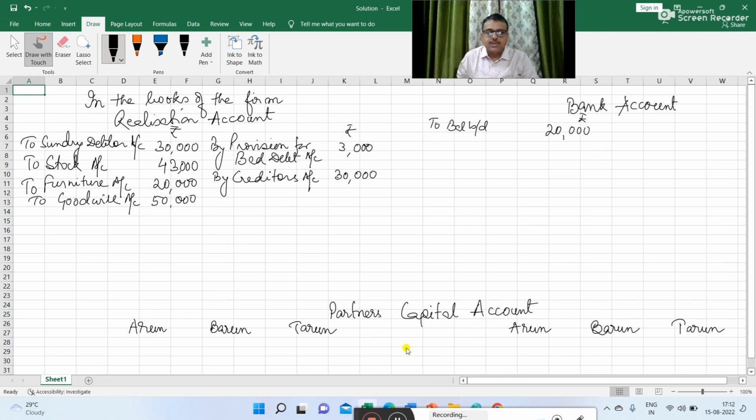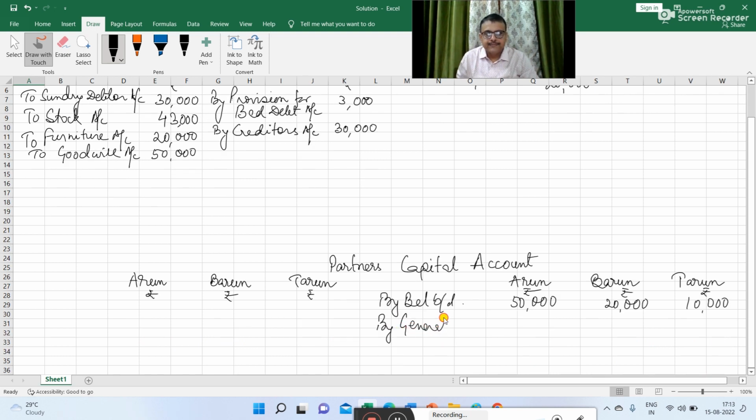Then we have the balances of capital. So in partners capital account I am writing by balance b/d. We have 50,000, 20,000 and 10,000. By general reserve account 20,000, 20,000 and 10,000. So the balance of general reserve is 50,000 and that is distributed among the partners in the ratio of 2:2:1.